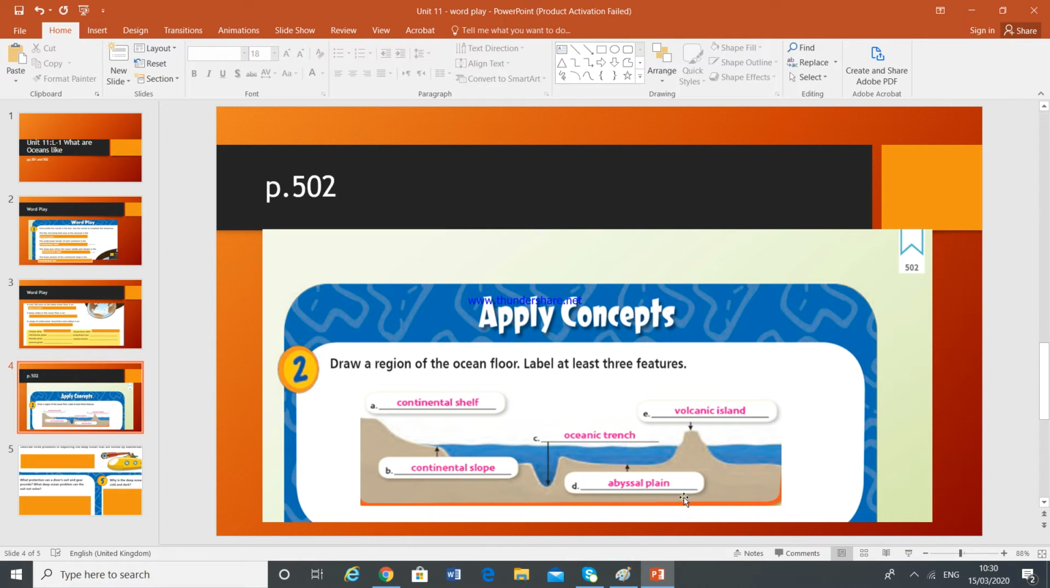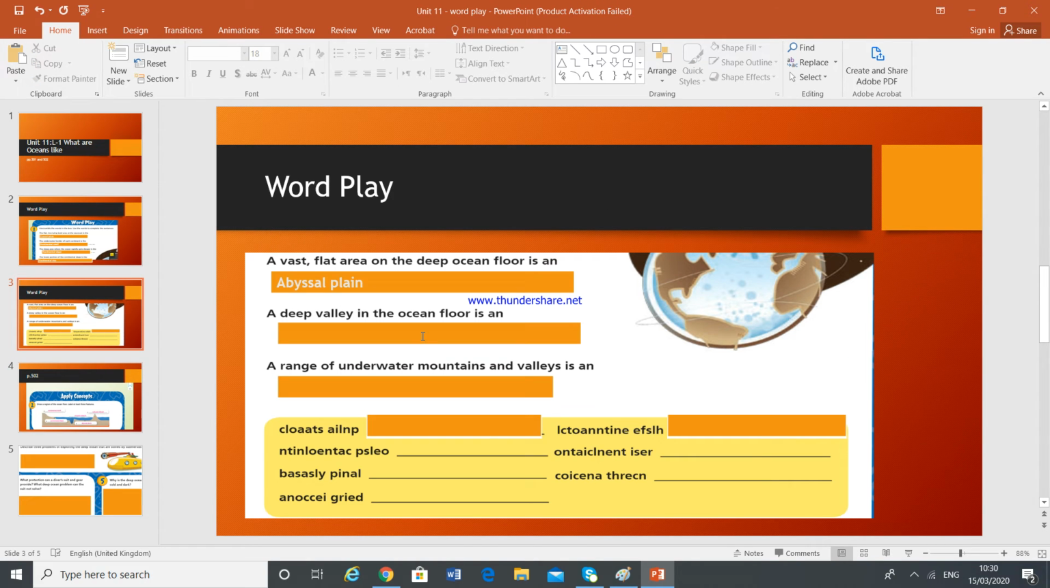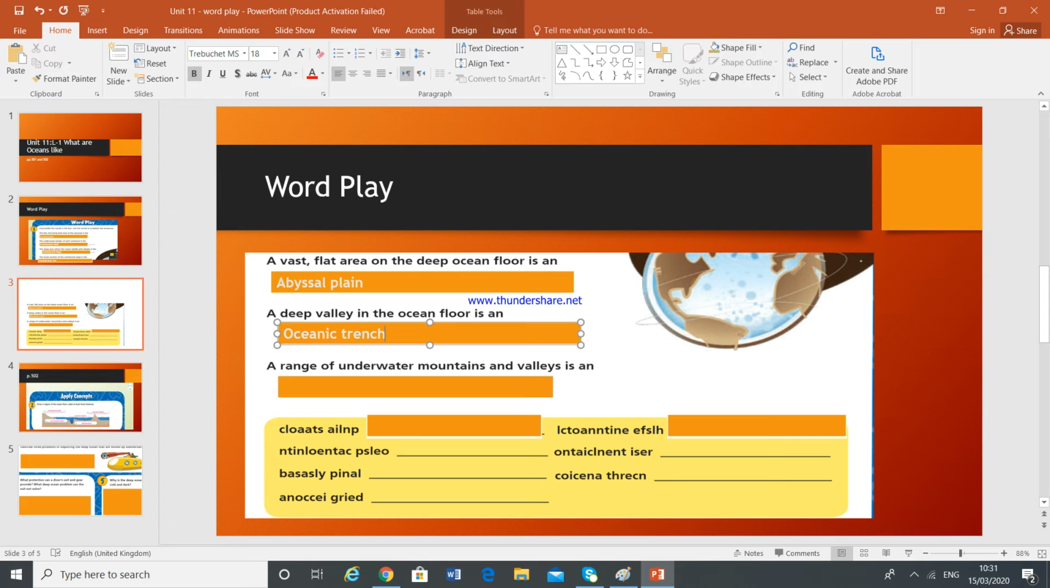See, do you see this oceanic trench? It's actually a deep valley. The deep valley. This is the oceanic trench. It is called an oceanic trench. So, girls, what is a deep valley called in the ocean floor? It's called an oceanic trench.